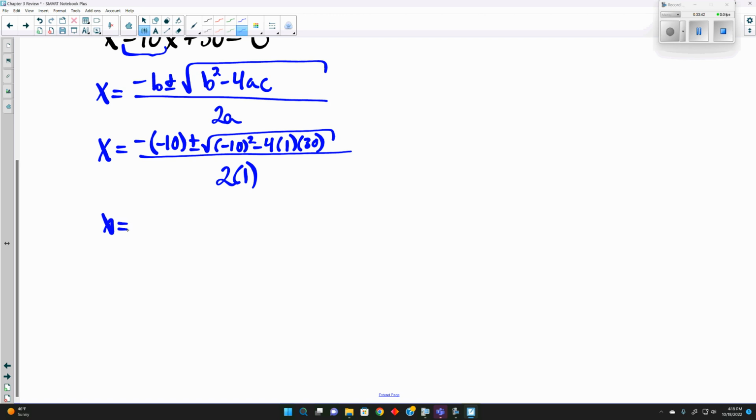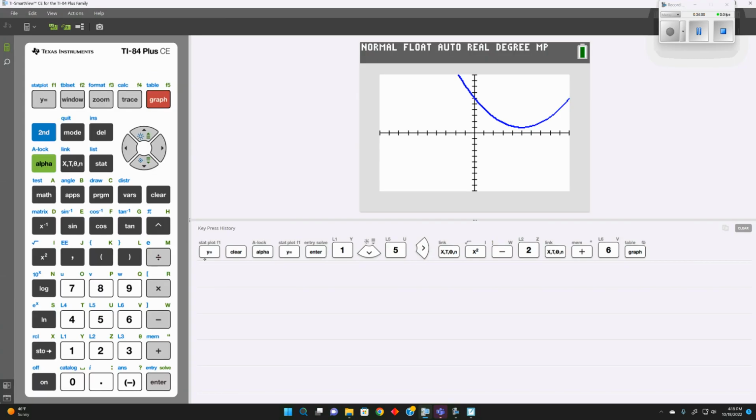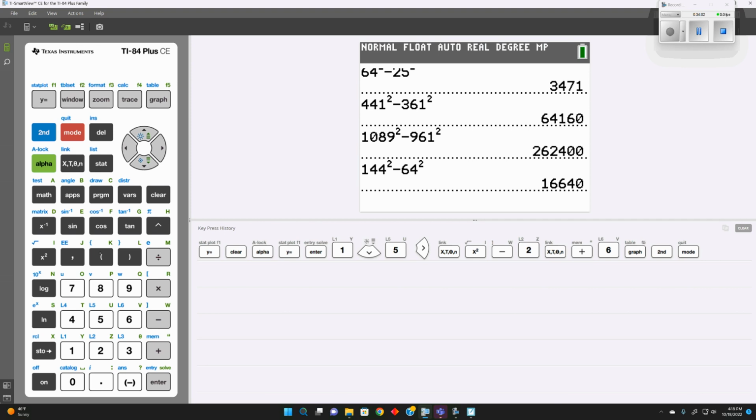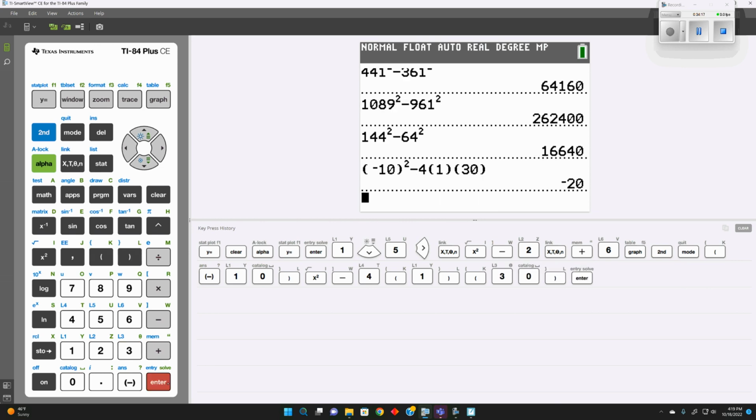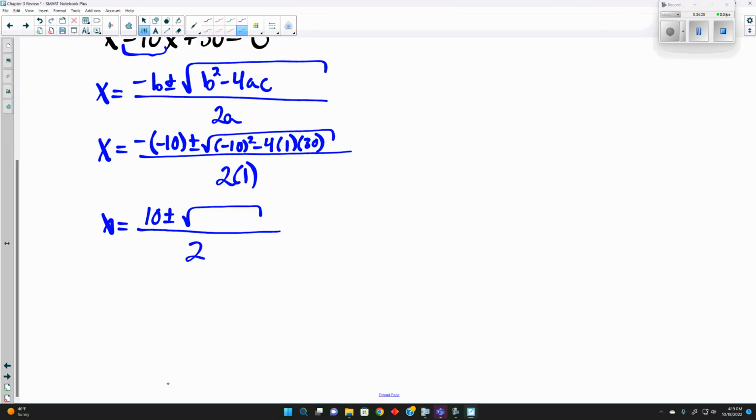And again, at this point, we're going to simplify. So at our first one, we have -10. Negative and negative is going to make a positive. The denominator 2 times 1 is 2. So inside, we have -10 squared minus 4 times 1 times 30. So on the calculator, we can go second quit to get back here. So we'd have -10 squared minus 4 times 1 times 30. And we can hit enter, and it'll tell us that it's -20. So all this inside the parentheses here is -20.